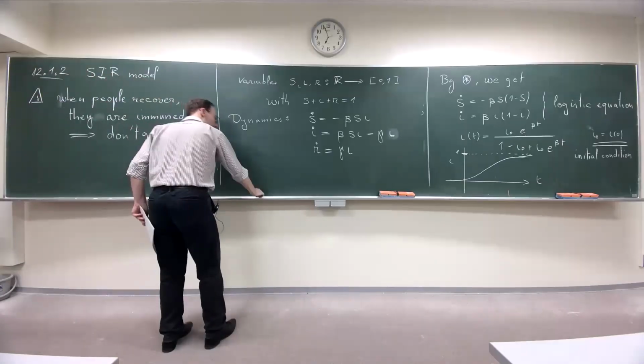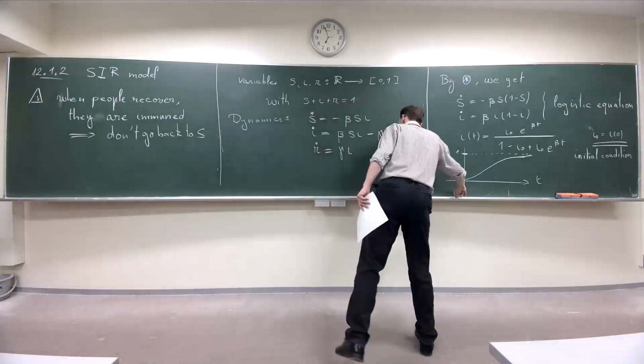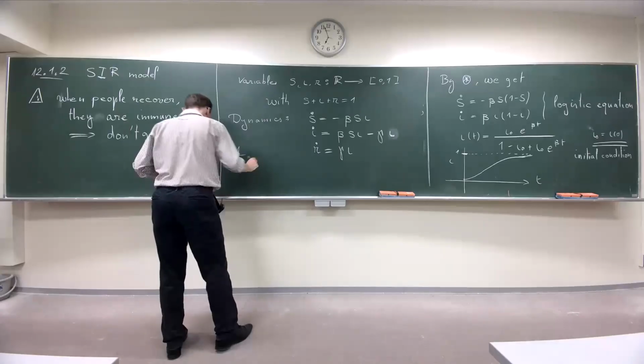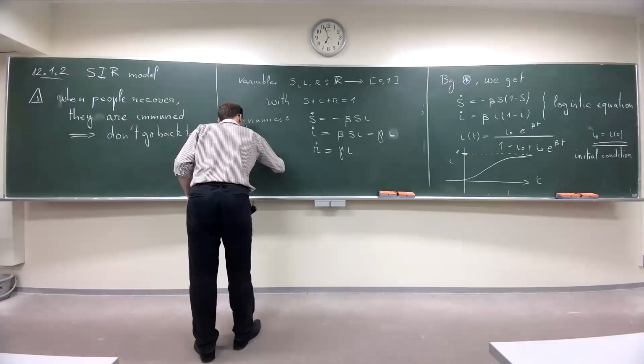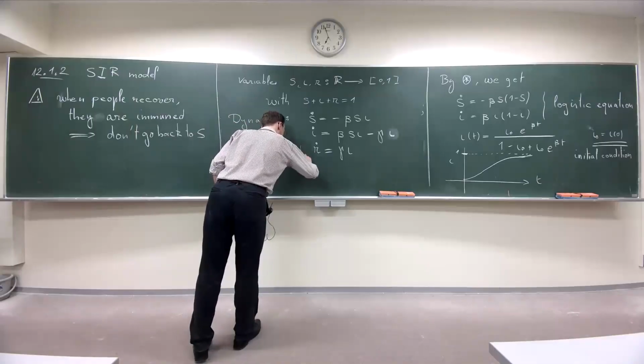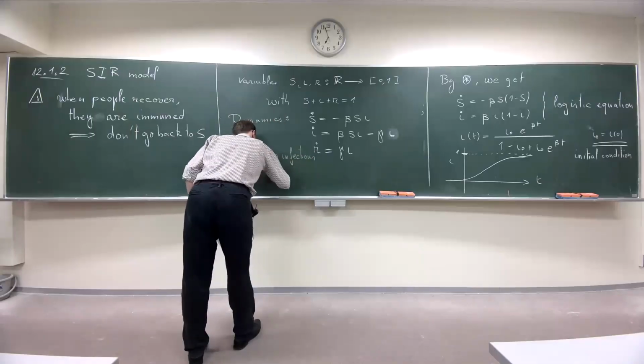What is this gamma? Or more precisely, there is an interpretation for 1 over gamma. 1 over gamma is a mean infectious time.